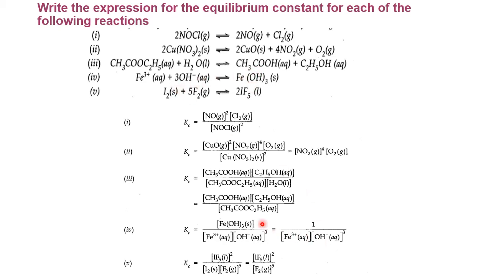1 by the reactant. And for the last one, iodine and fluorine, this is solid. So this is product by reactant, and in the reactant this is solid, taken as unity. It is only IF to the power 2 by F2 to the power 5. That's all. So this is all very easy. This we have studied in, I think, the second or third session of chemical equilibrium. Okay, right.